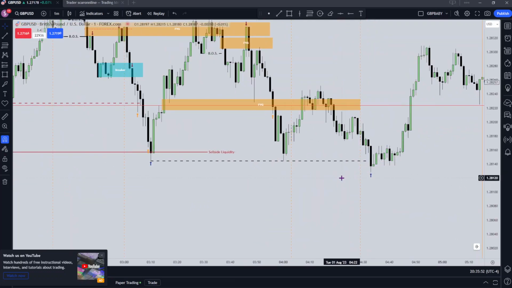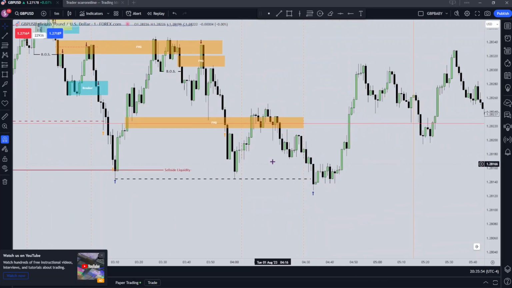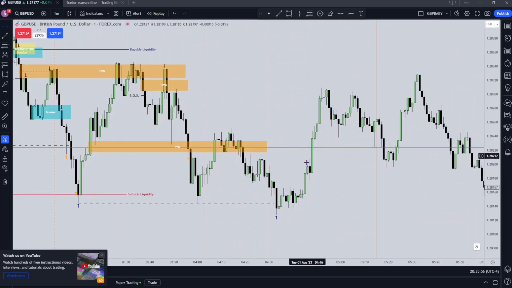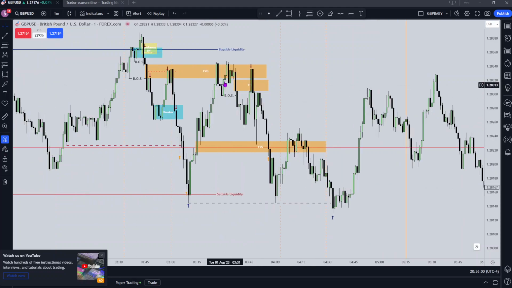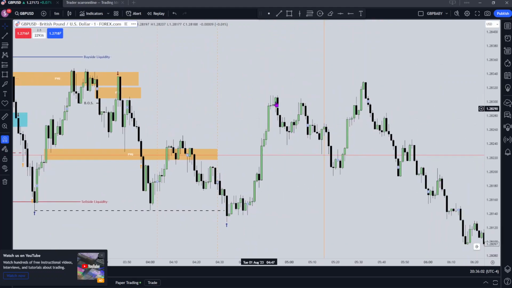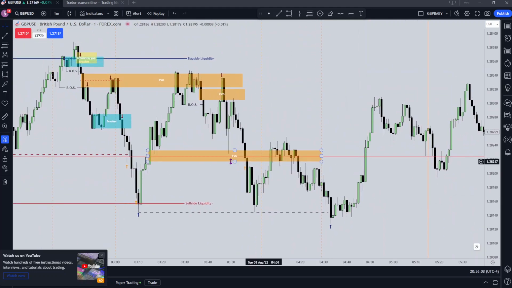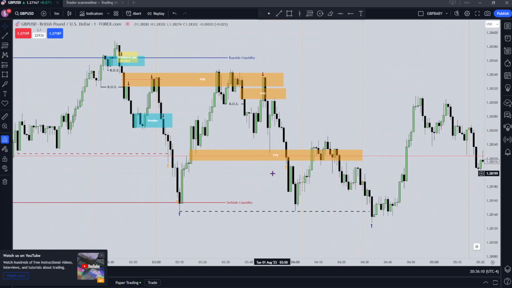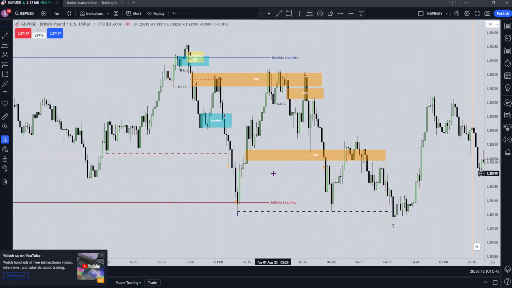So that's cool. Do we see another entry in here? No. However, we do break higher here, fair value gap, and at this point, remember we have a bearish bias, so we shouldn't be looking for any buys in general. So I'm going to leave that as is. I'm just looking.